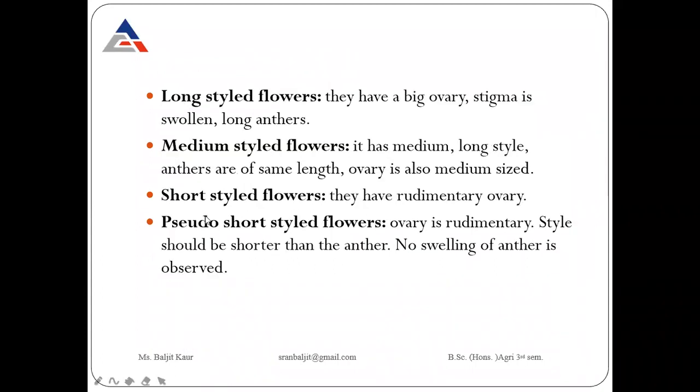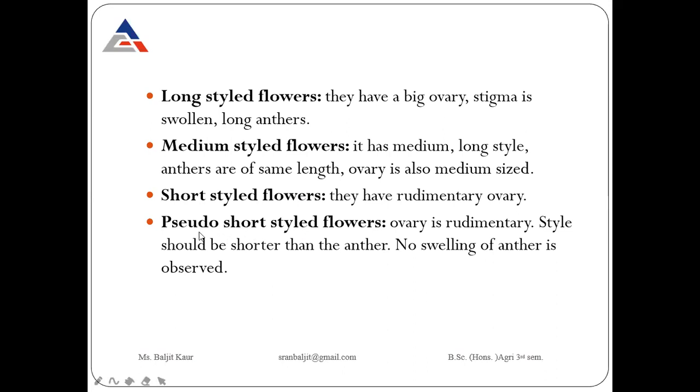Now these are the four different types of flowers, starting with long style flowers. They have a big ovary, the stigma is swollen, and there are long anthers. In the medium style flowers, there is a long style, the anthers are of the same length, and the ovary is also medium sized. And in short style flowers, the ovary is rudimentary.